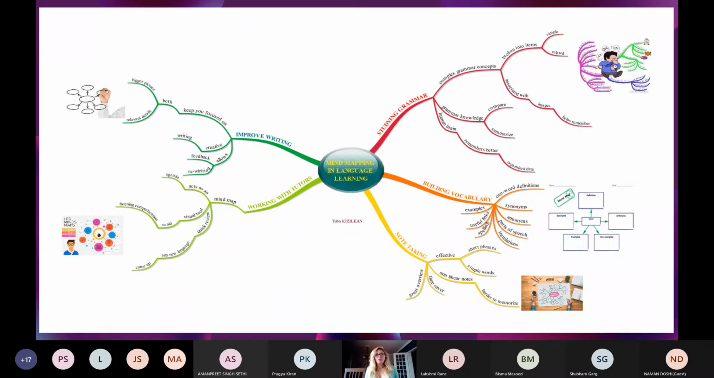Okay, so let's go into details and how you can use a mind map through language acquisition. So firstly, you can use it in studying grammar. It works perfectly well, especially if you have to deal with complex grammar concepts. You may try to learn Arabic or Finnish or Hindi, or maybe Portuguese, or whatever language you're trying to learn. So there might be some complex grammar concepts.